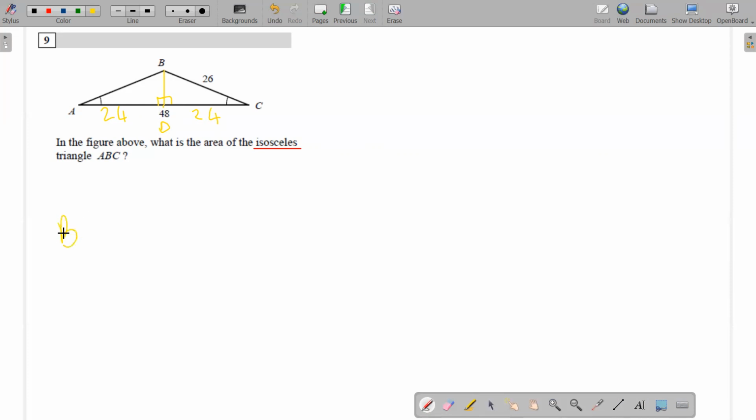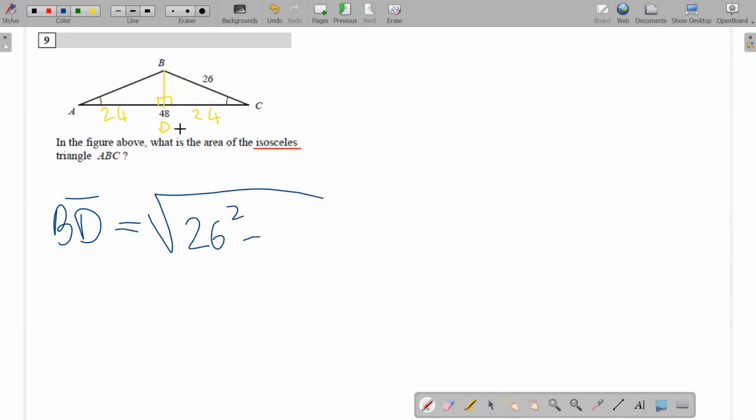Because to find BD, what I have to do is take the hypotenuse, 26 to the power 2, minus one of the smaller sides, which is 24 to the power 2, right? BD then will be 26 to the power 2 minus 24 to the power 2. BD will be equal to 10.